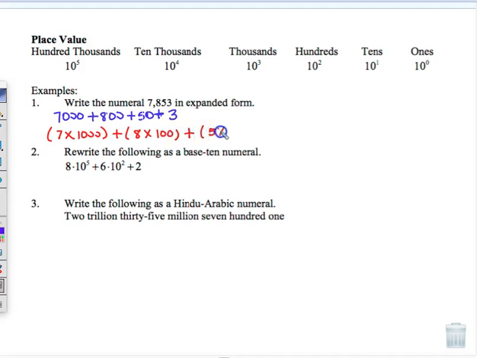50 is 5 times 10, and then plus 3. So that's another way of writing that same numeral. Your students might even be asked later on to say, okay, 7,000 is 7 times 10 to the third, plus 800 is 8 times 10 to the second, plus, and you get the idea there, but I want you to see here that there are different ways of writing expanded form.